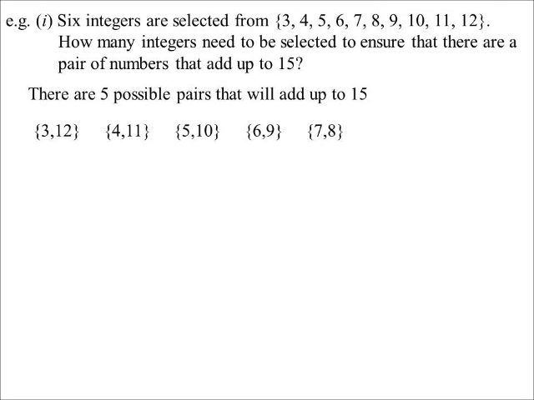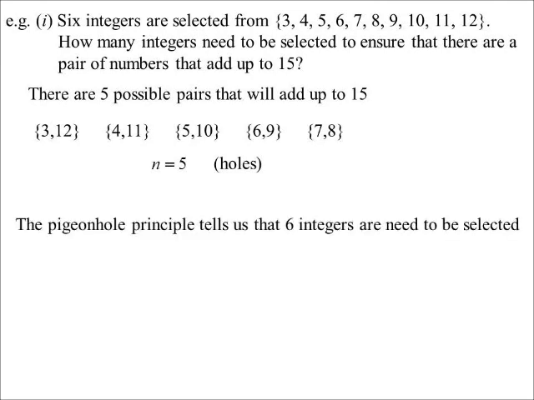So here's how we do it. n is equal to 5. That's the number of holes that I've got. Now, the pigeonhole principle tells us that 6 integers need to be selected. So we need to have at least one more to ensure it. So they would be the objects. What does it mean? Because think of it this way. I'm going to pull out the integers.